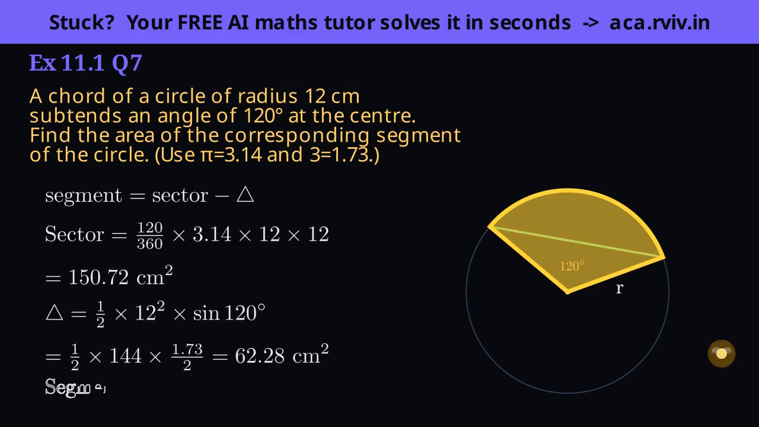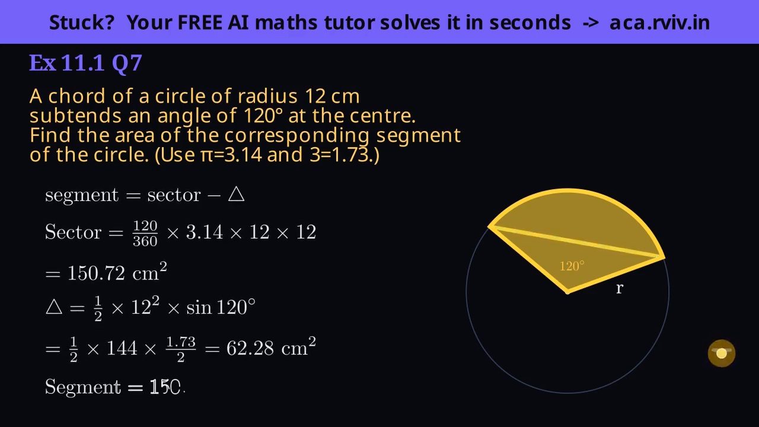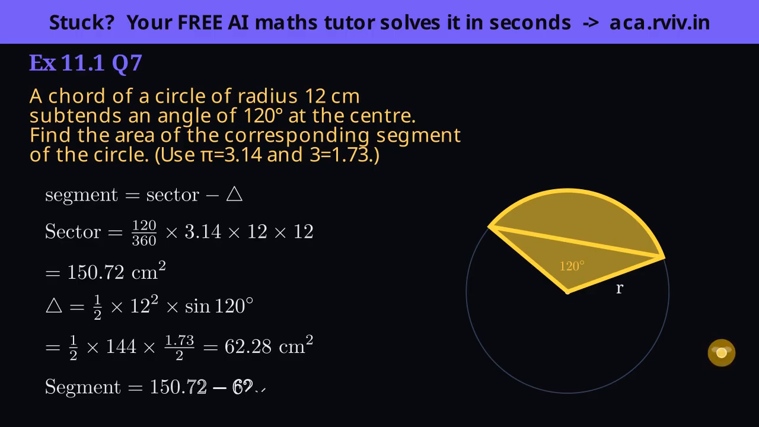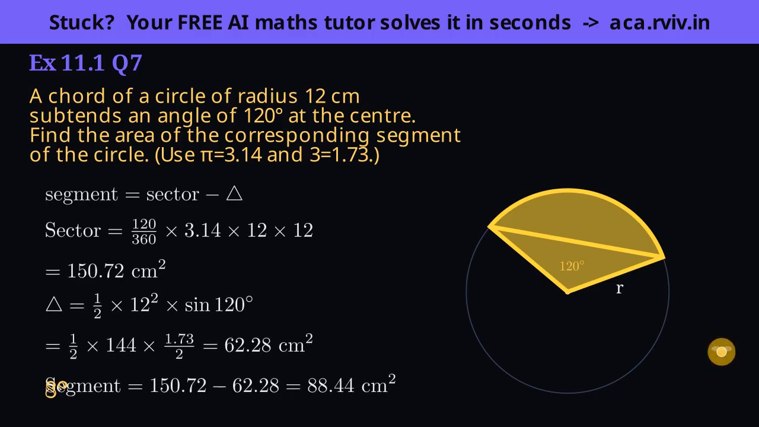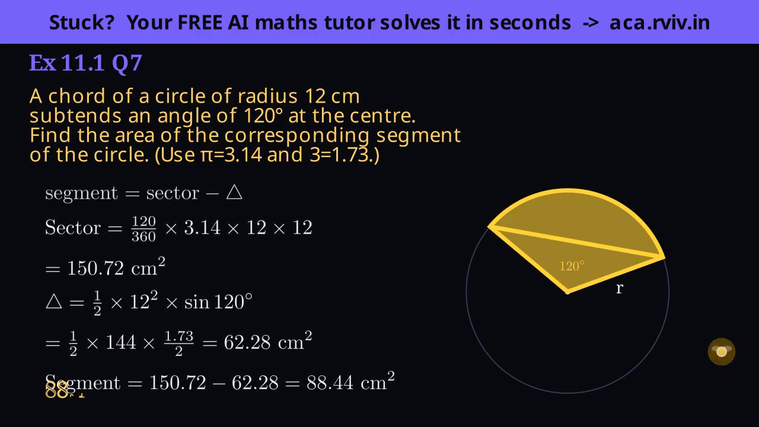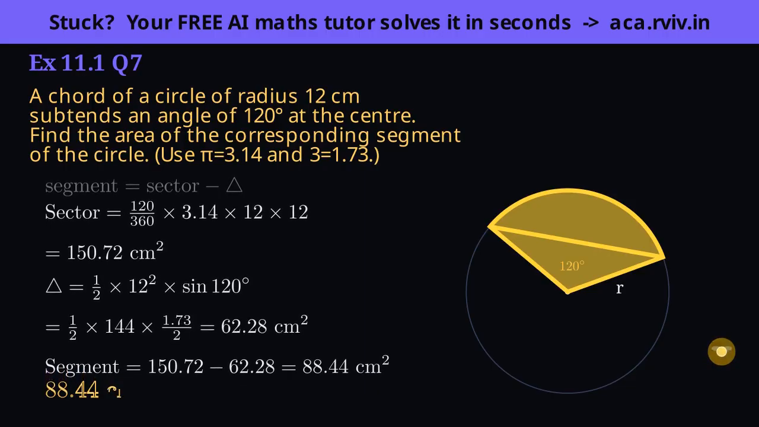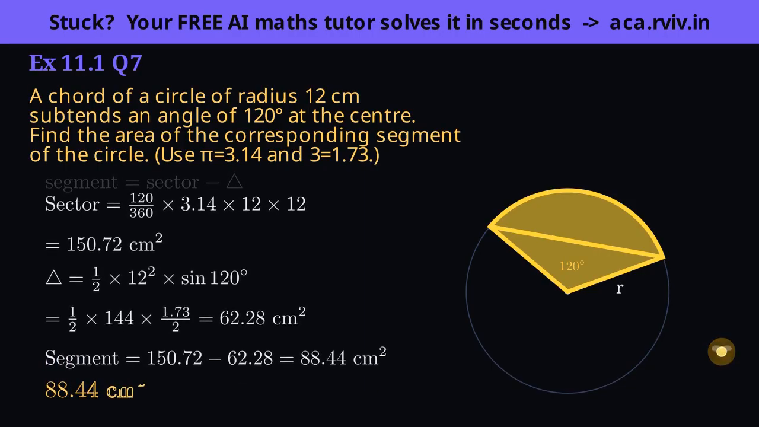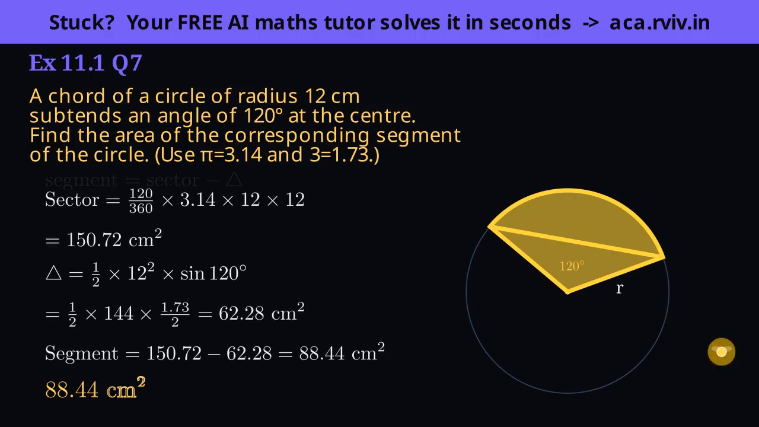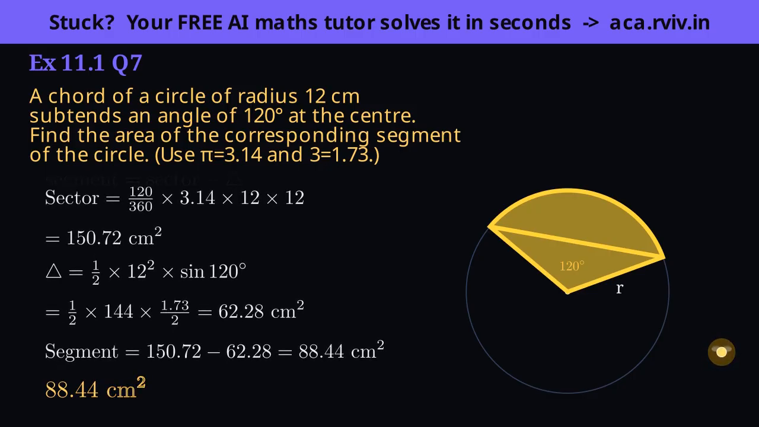Subtract triangle from sector for the segment. 150.72 minus 62.28 is 88.44 square centimeters. The formula to keep in your back pocket: for any central angle, the inner triangle's area is 1/2 r squared times the sine of that angle. 60 degrees just happens to give the equilateral shortcut. This sine version never fails, whatever the angle.